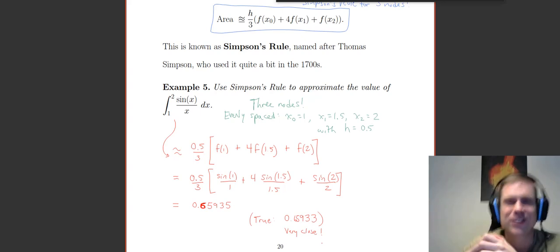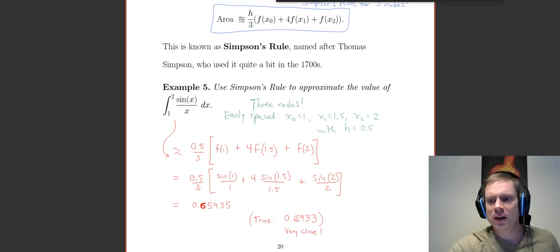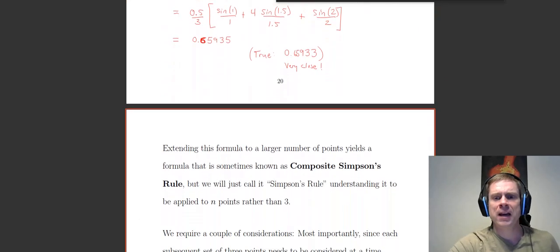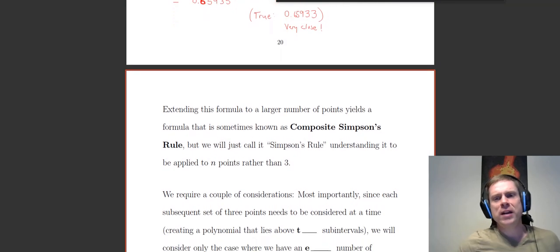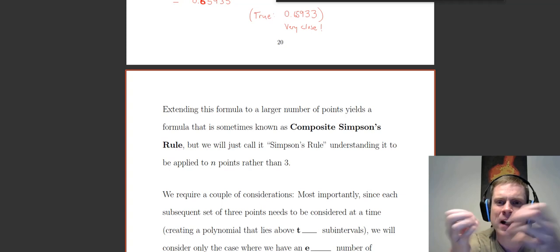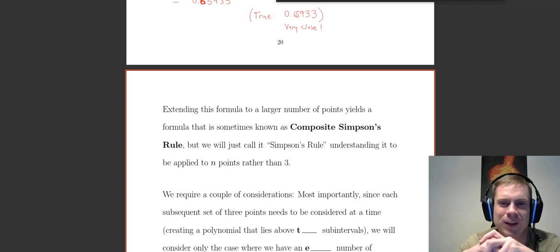I'd ask if there are any questions, but we're not in lecture, so if you have any questions, just let me know in the comments or in an email. But we're actually going to go from here and extend this. So let's move on. When you extend it, a lot of textbooks will tend to call this Composite Simpson's rule. I just always called it Simpson's rule, but understanding that if you have more points than 3, then that's just what Simpson's rule looks like with those points.